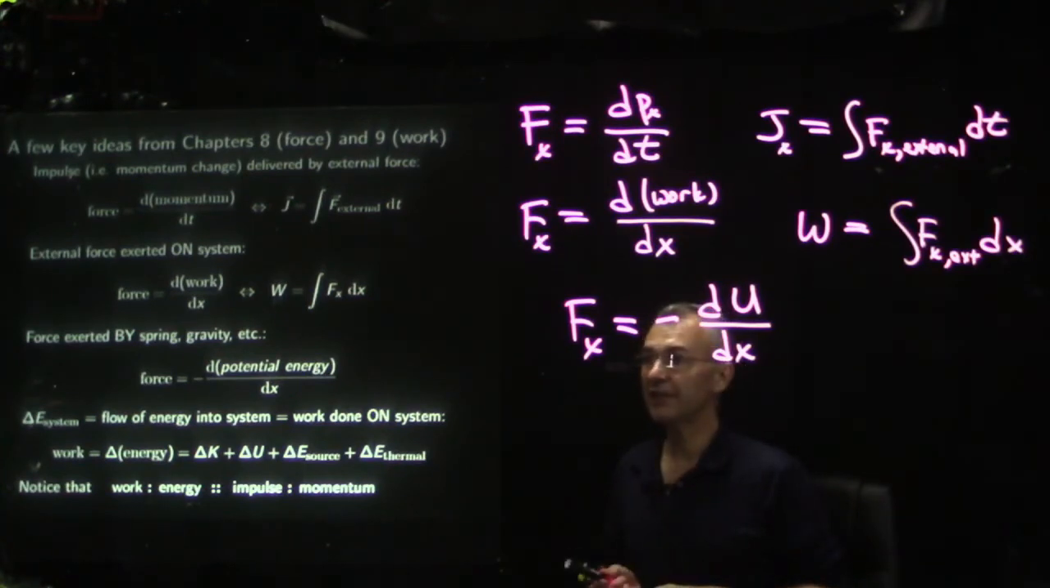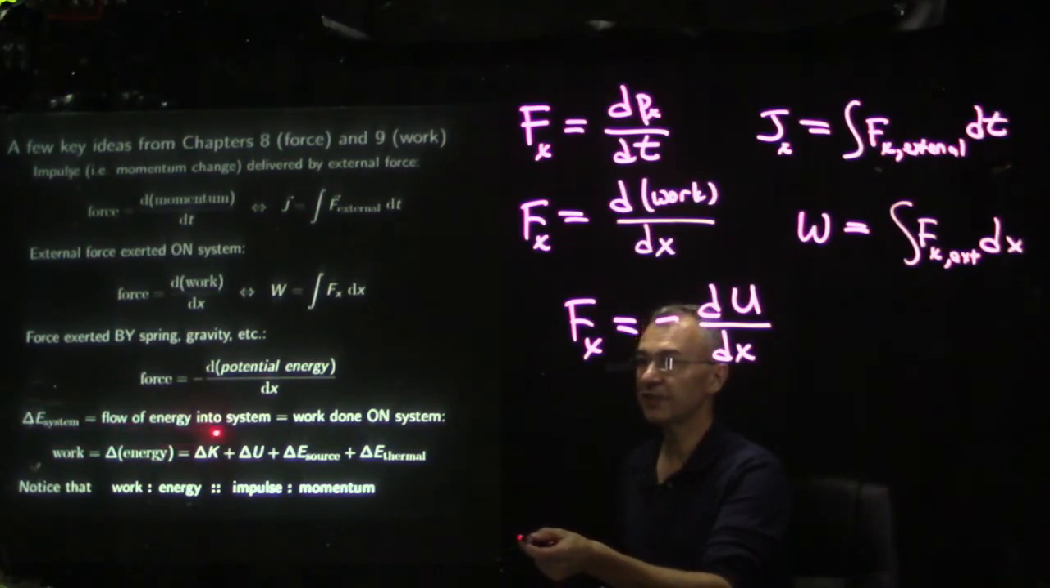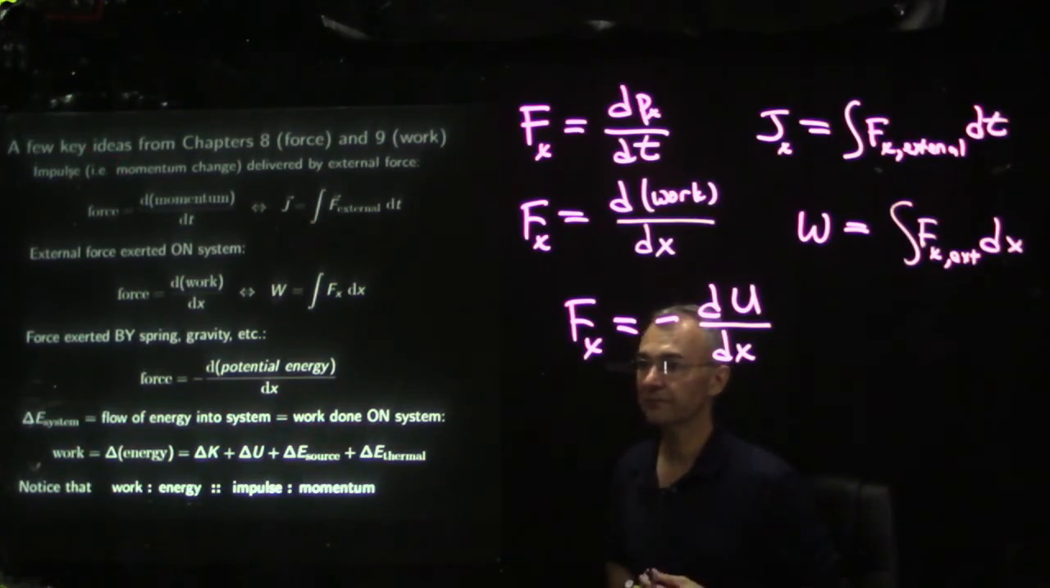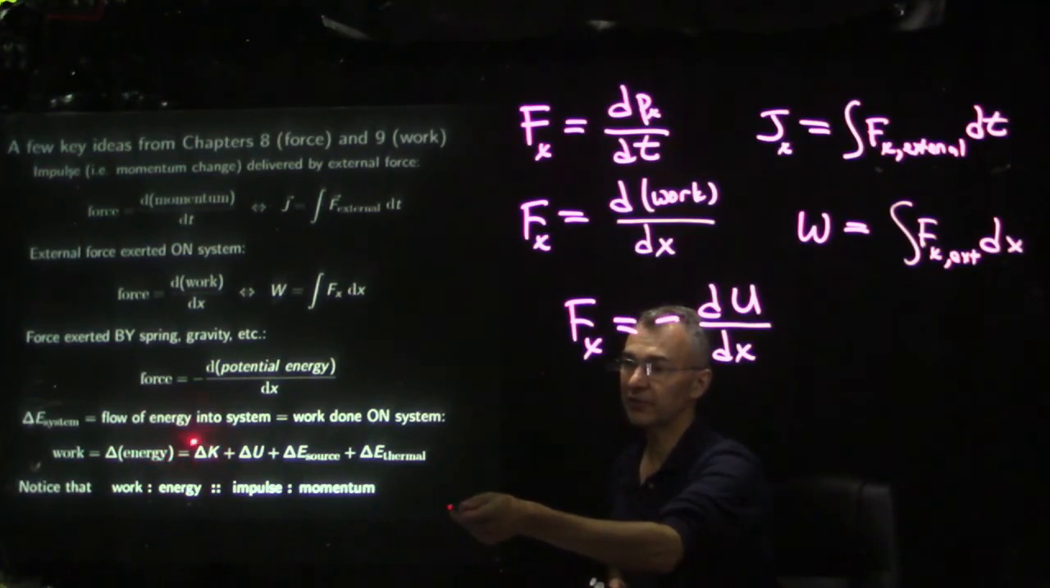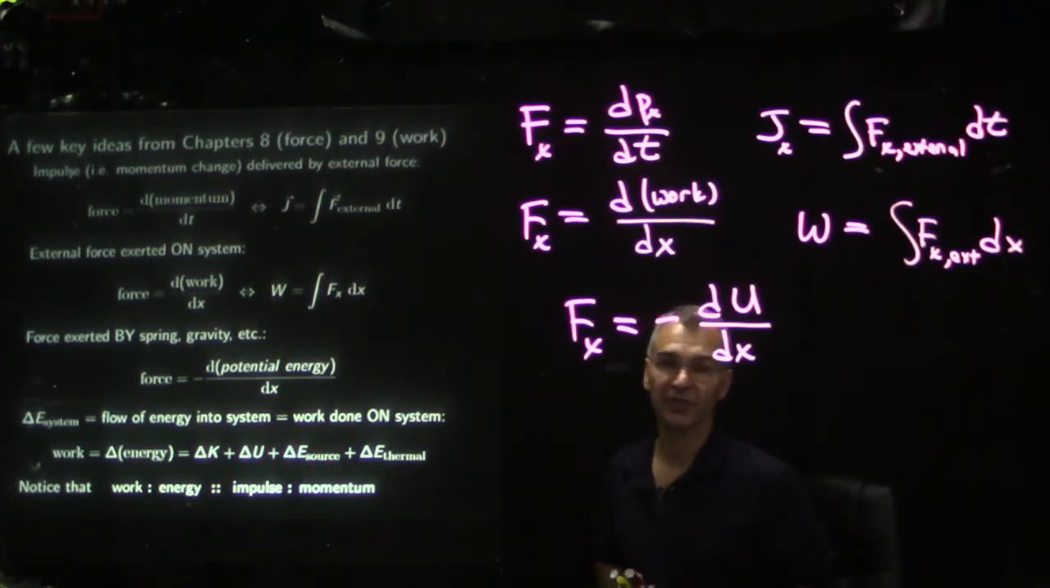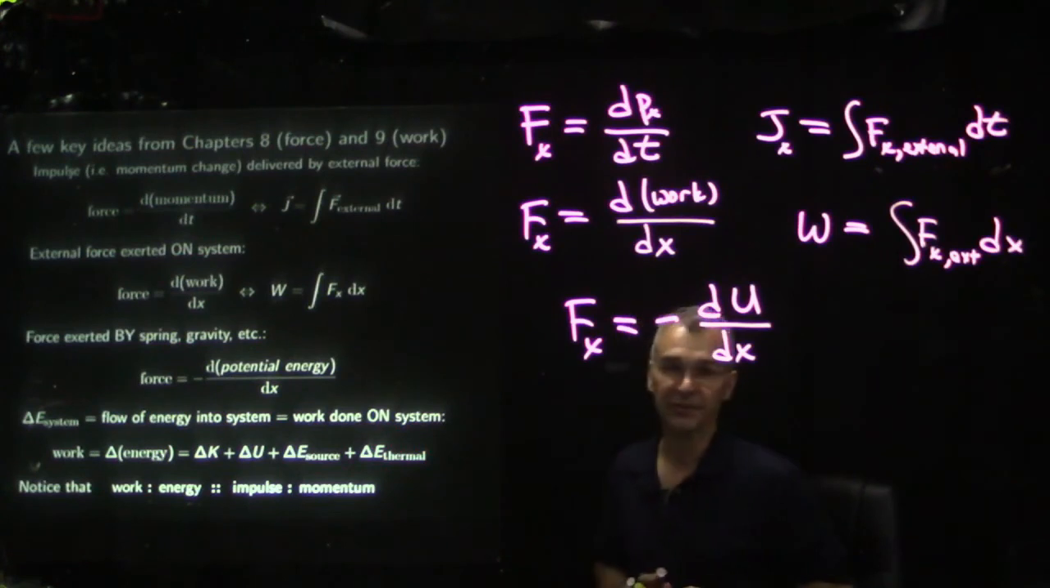The change of energy of a system is the flow of energy into the system, which then equals the work done on that system. So work is the change in the energy of a system, which equals the change in kinetic energy, plus the change in potential energy, plus the change in source energy. Source energy is like energy stored in chemical fuel, energy stored in food in your body, energy stored in a battery, and then plus the change in thermal energy.